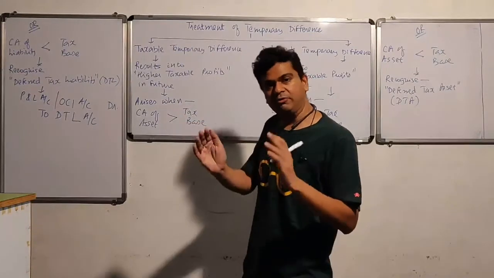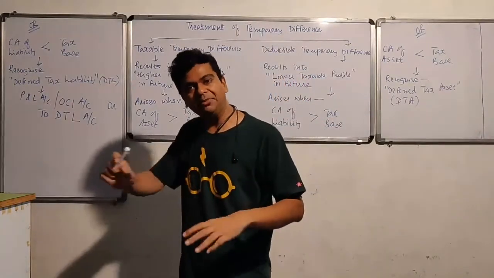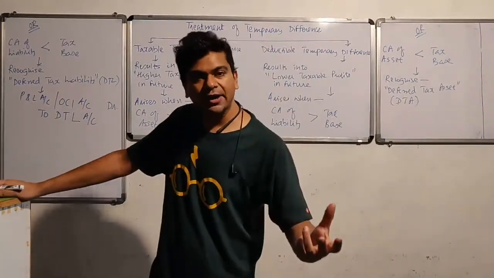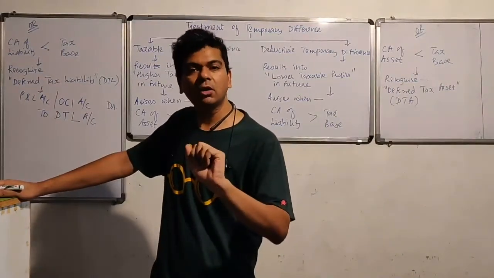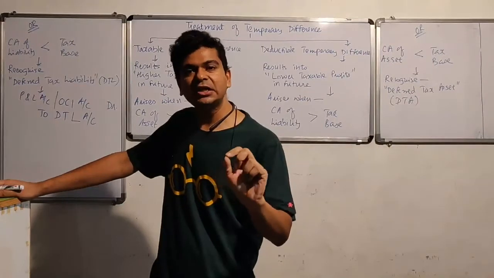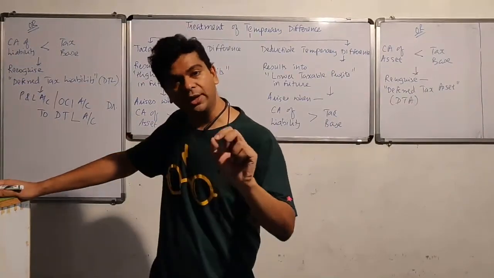For example, earlier we were discussing about depreciation, that depreciation is higher for tax but it is lower for accounts. Depreciation is debited to the profit and loss account. So when I recognize DTL, I will say profit and loss account debit to DTL.